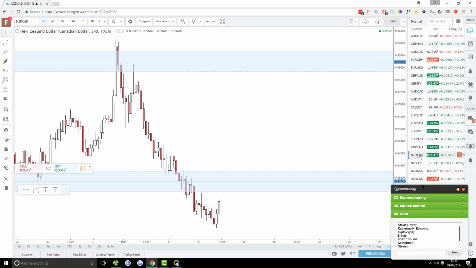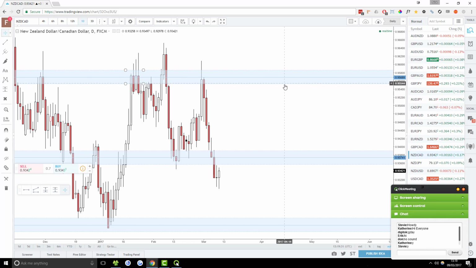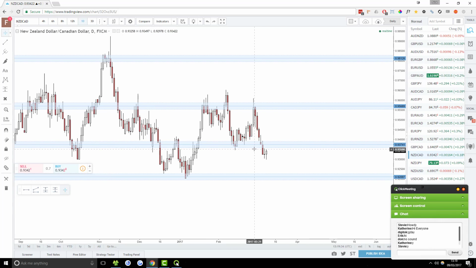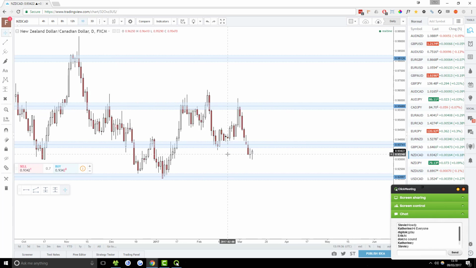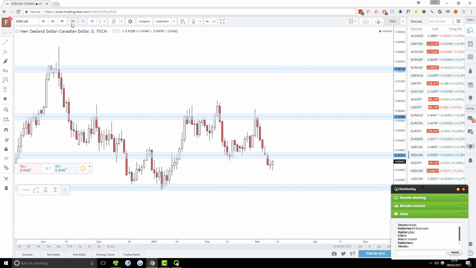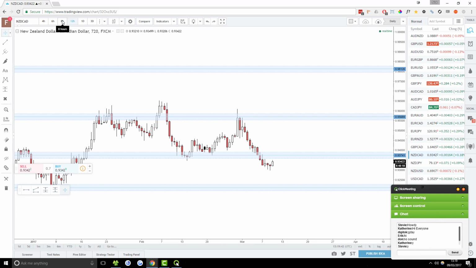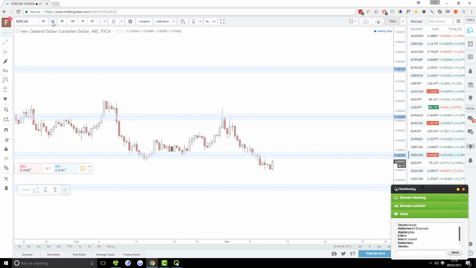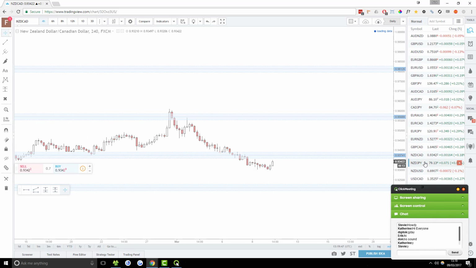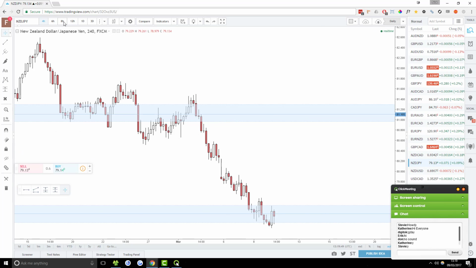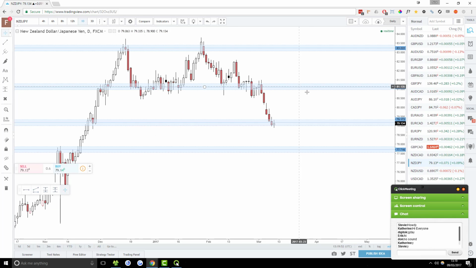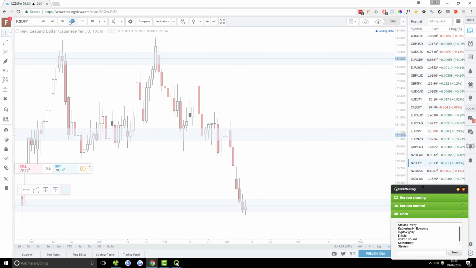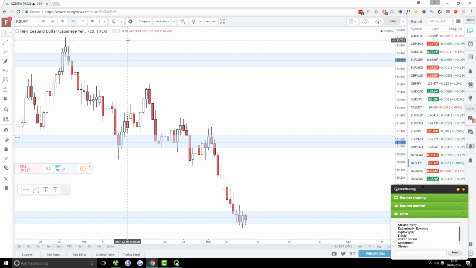Yeah, not much going on GBPUSD. New Zealand CAD, what is up with you? Yeah, nothing much, it's below support. New Zealand JPY, still doing that thing, still stuck on this reversal area. Still looks good.